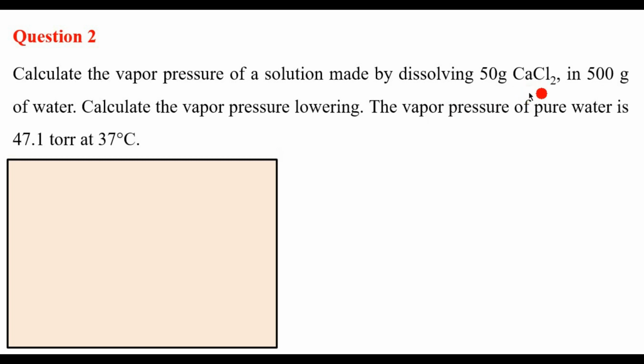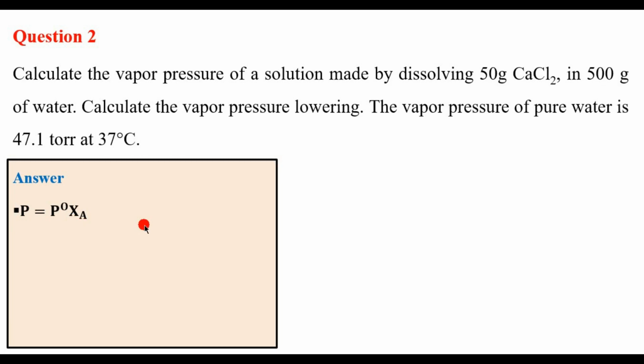It will not be a single ion. It will have two ions: calcium 2 plus and chlorine minus. That means here we have two solutes in solution. So we have the vapor pressure of the solution, which is equal to the vapor pressure of the pure solvent times the mole fraction of the pure solvent.